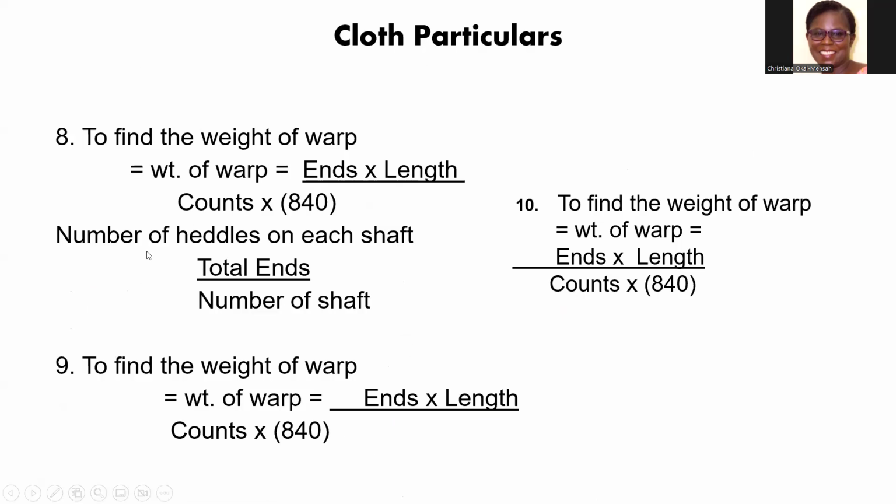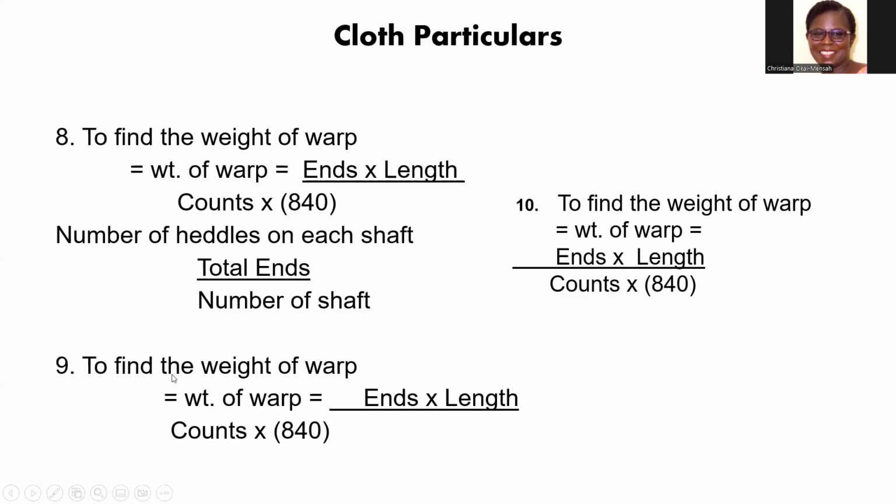So the number of heddles on each shaft. How can we determine the number of heddles on each shaft? The shafts are 4. If you know the total number of ends, then divide by the number of shafts. Here we have 4 shafts. Okay, so that is it.